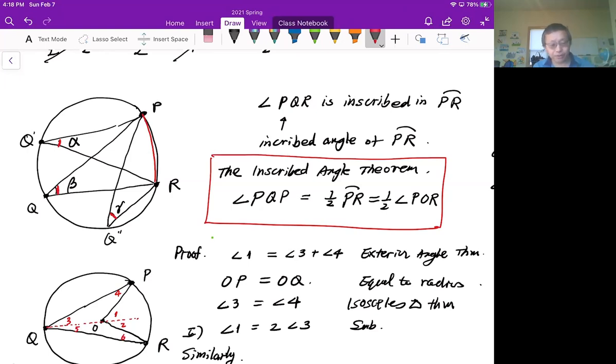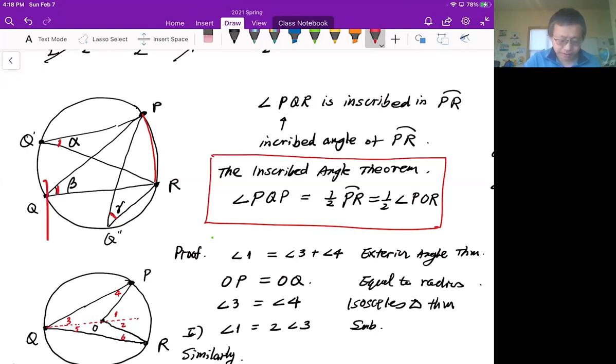And if we can prove this, then that means the inscribed angle does not depend on the Q we choose. Q can be any point on the circle here, of course, not inside the arc PR. It's outside of the arc PR. So how did I prove this?